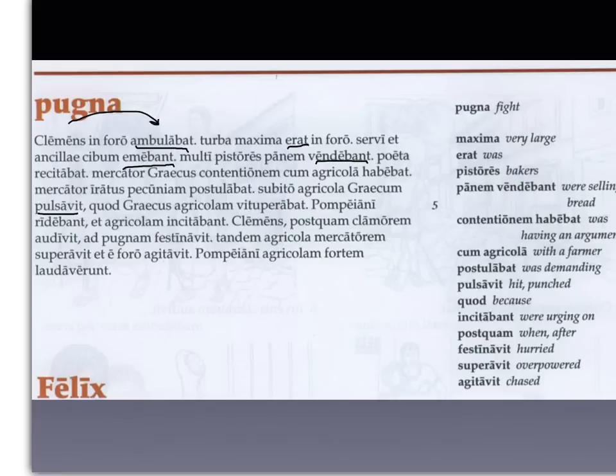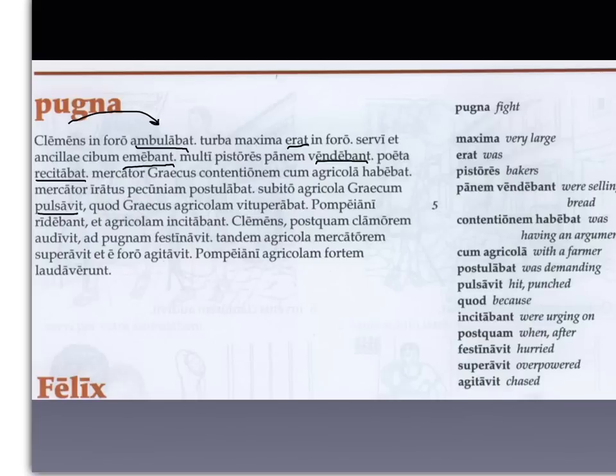Next sentence. Poeta recitabat. Really short sentence, shouldn't be too difficult. I know one word's my subject, one word is my verb. Here's my verb. Poeta is pretty simple, poet. And recitabat has that B, so I know it's the poet was reciting.